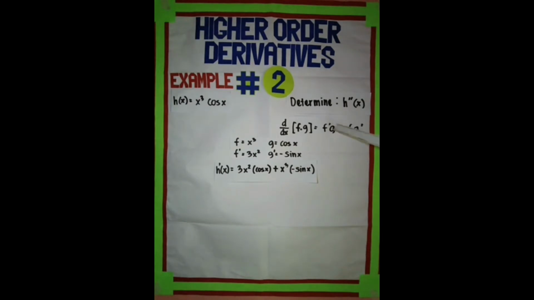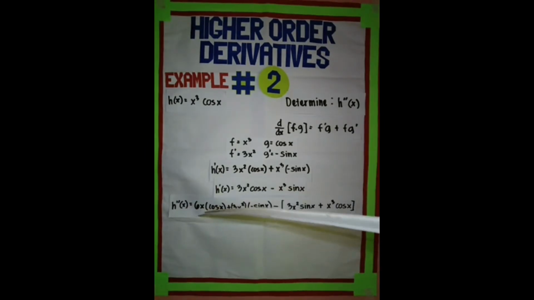So f prime, which is 3x squared, times g, which is cosine x, plus f, which is x cubed, times g prime, which is negative sine x. Next, let's multiply: 3x squared times cosine x is equal to 3x squared cosine x. Next, multiply x cubed and negative sine x, which is equal to negative x cubed sine x. Next, let's find the second higher derivative.